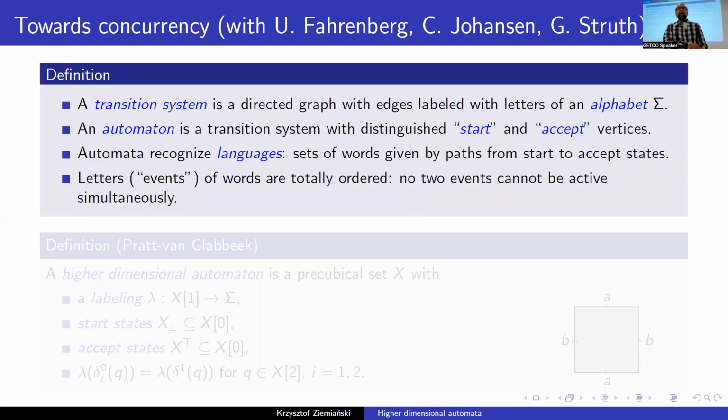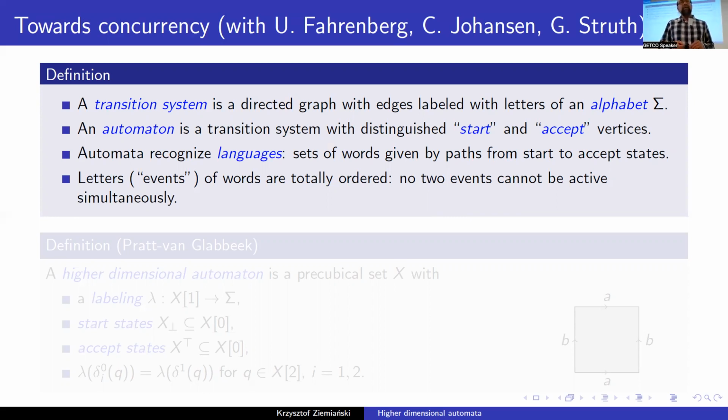And now I'm going to approach the same problem using different methods. This time I want to use combinatorics and some tools coming from concurrency. So let us recall what a transition system is. A transition system is just a directed graph, and there are some labels on edges. Every edge has some letter from the alphabet. The alphabet is fixed once and for all. You can take one letter of the alphabet and you will go back to what happened before.